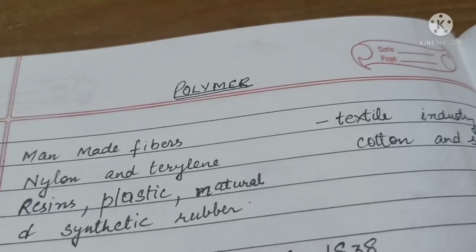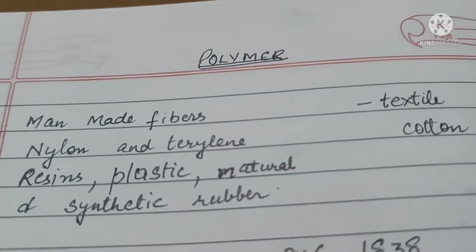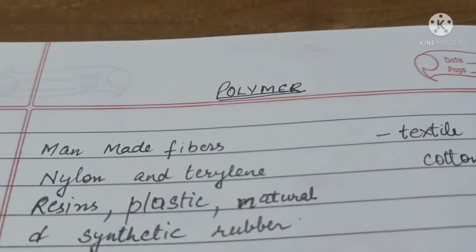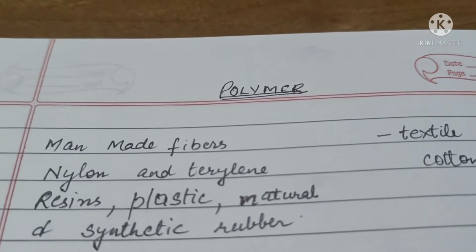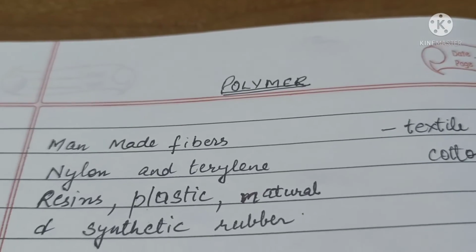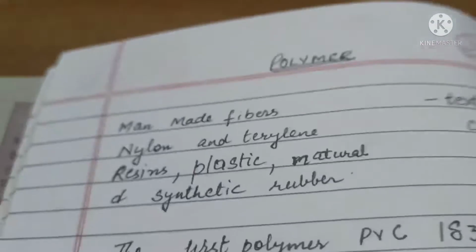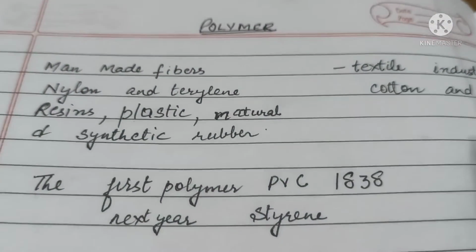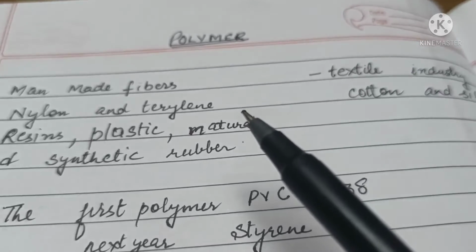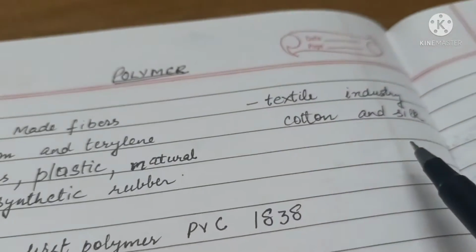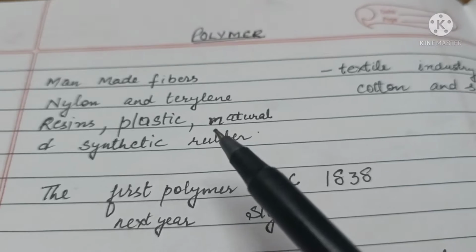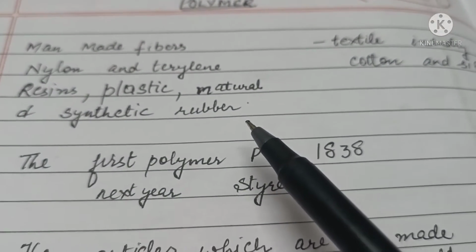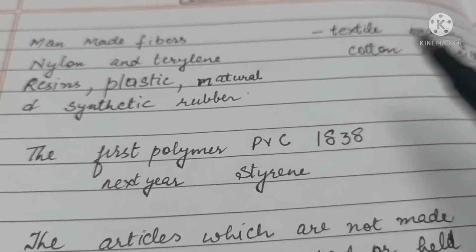Our topic for today is polymers, and we'll be doing different classifications of polymers. Polymers are one of the most important substances that have a great impact in our modern day life. The man-made fibers are used in textile industries. Nylon and terylene have replaced cotton and silk. Resins, plastics, natural and synthetic rubbers are a gift from the scientists to the society.